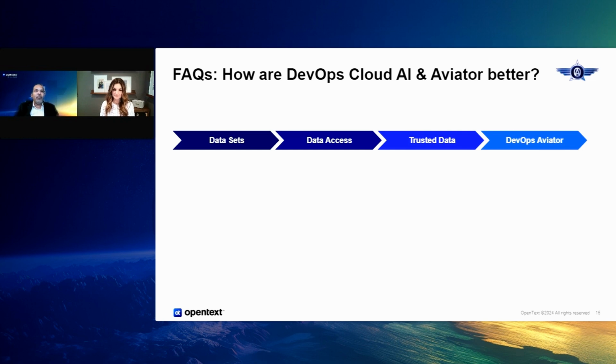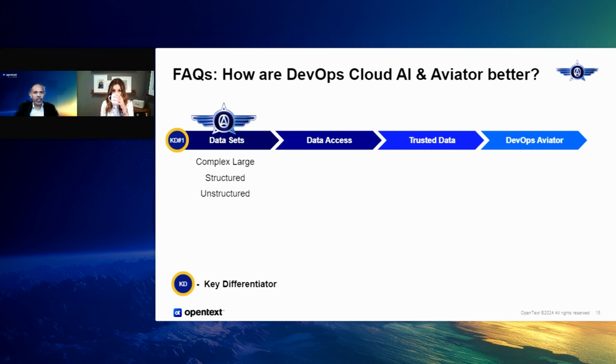So for that, if you look into OpenText DevOps Cloud, we have a data set. We have worked with the data set for more than two decades, handling complex, large, structured and unstructured data in a DevOps delivery platform, a software delivery platform, application lifecycle management. We are a proven leader in that. So we have the data set available to support that kind of data. We have the key differentiators as part of it.